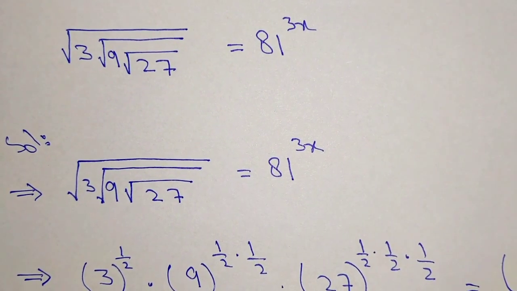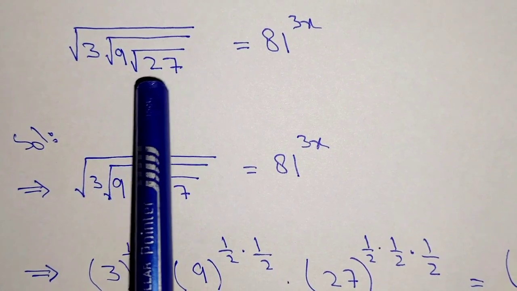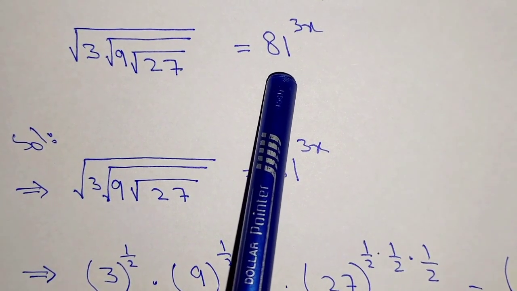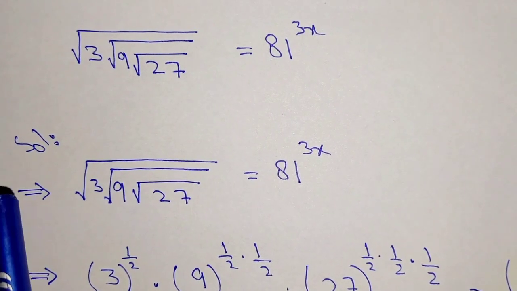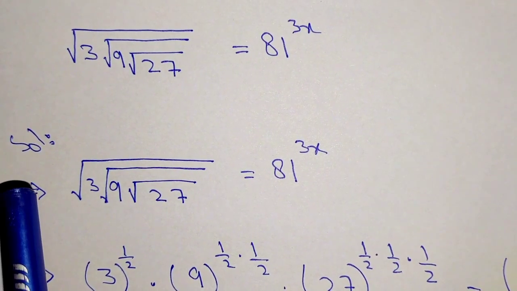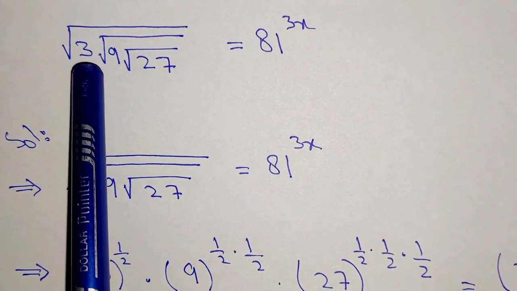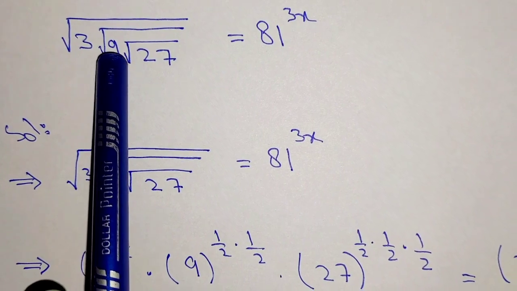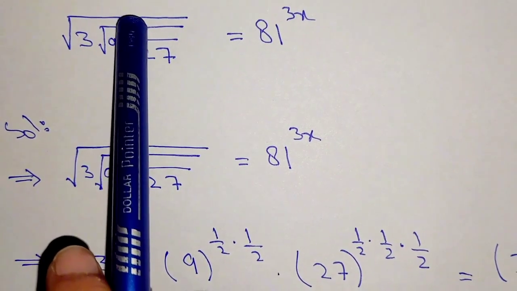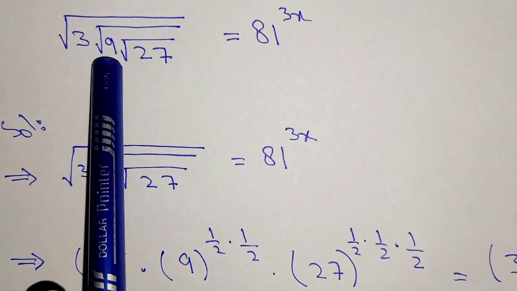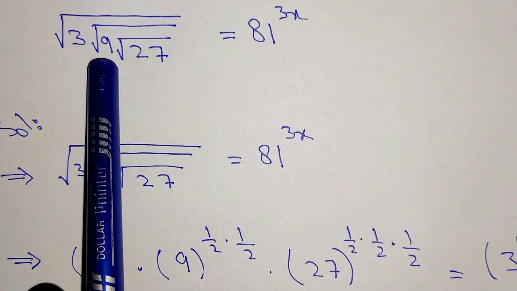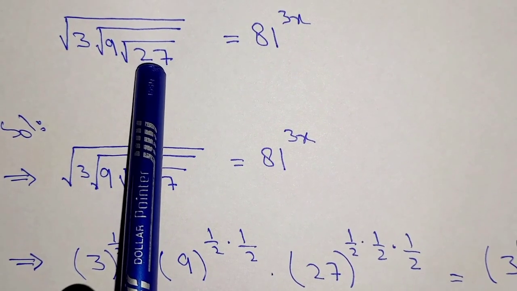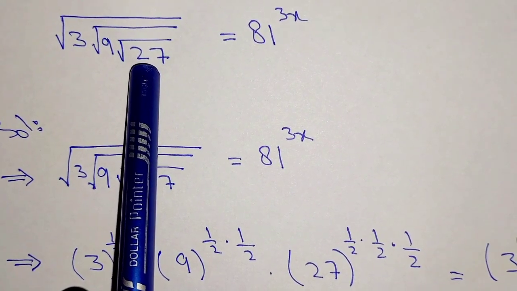In this video we have the question: this number equals 81 power 3x, and we have to find out the value of x. First of all, we know that a root is equal to power 1 over 2. So there is 1 root above 3. It means we can say 3 power 1 over 2. And there are 2 roots above 9, this root and this root. So we can say 9 power 1 over 2 into 1 over 2, and there are 3 roots above 27, so 27 power 1 over 2 into 1 over 2 into 1 over 2.